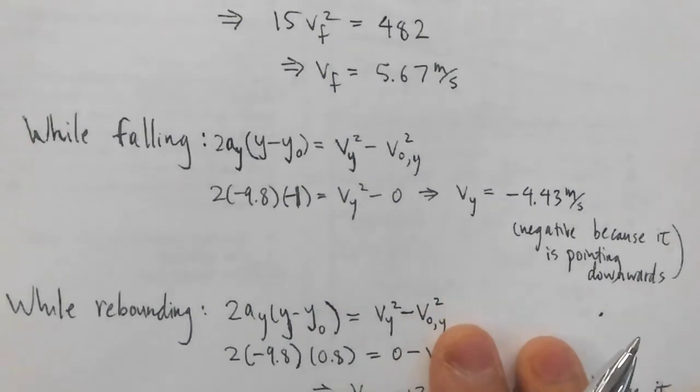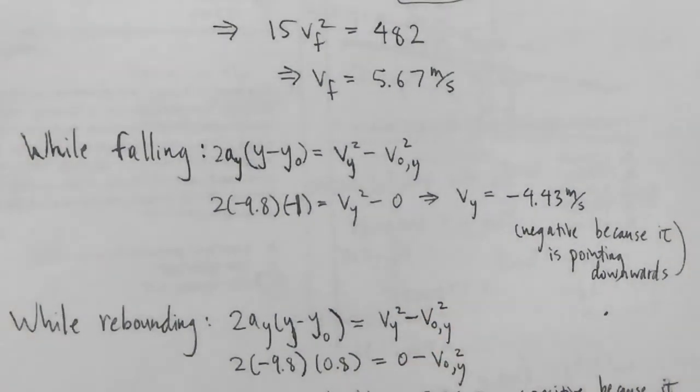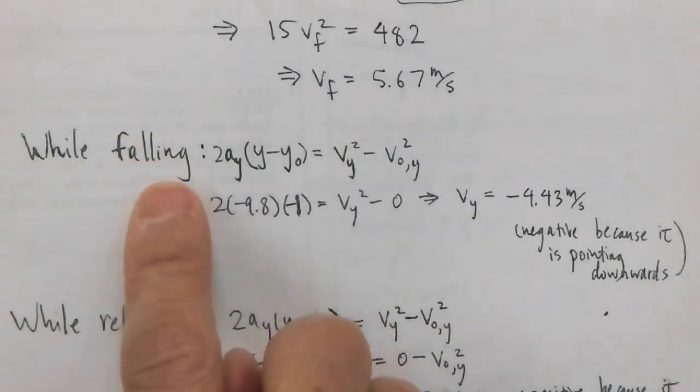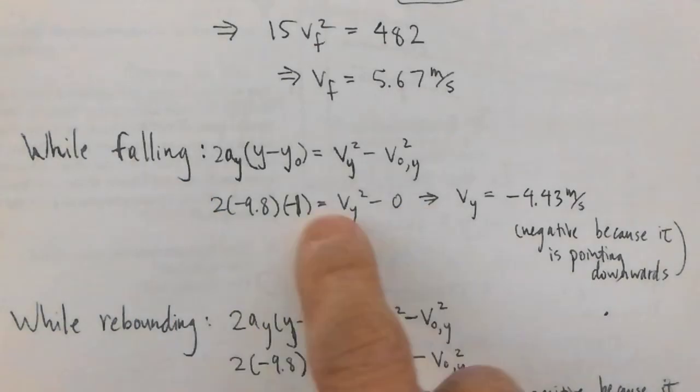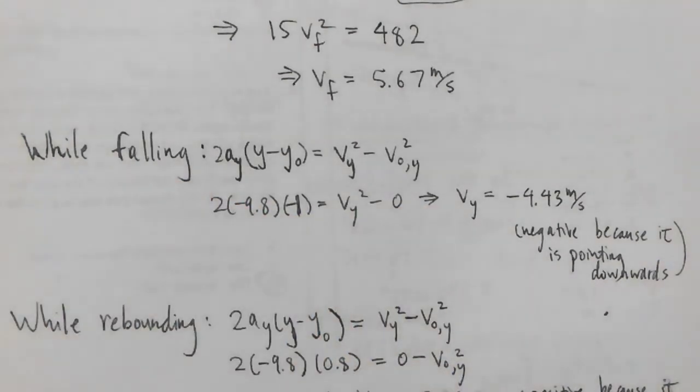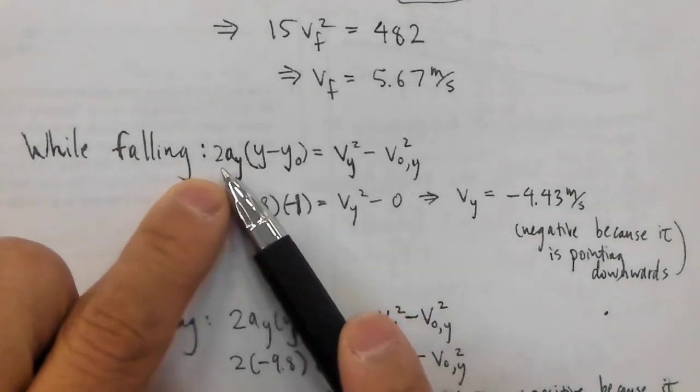Okay? So we have to figure out what is the velocity of the ball just before it hits the ground. And then we're going to figure out the velocity of the ball just after it hits the ground. And we can figure that out from the following. Okay? So it's falling. Remember, this is a ball, 0.3 kilograms, that starts from 1 meter above, and it starts from rest.